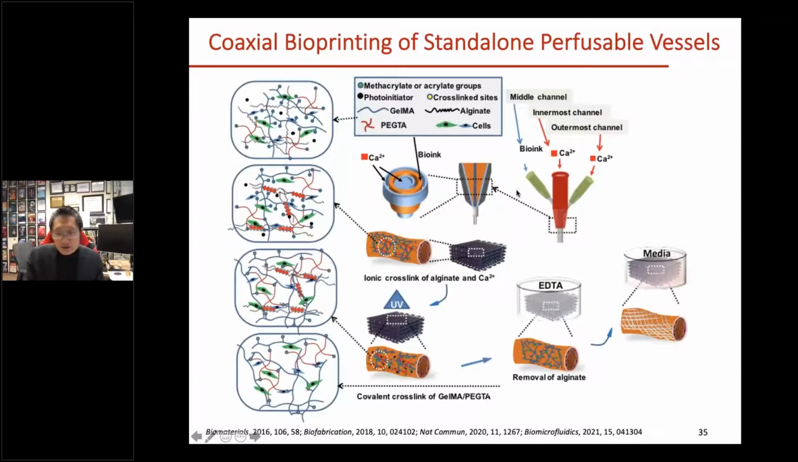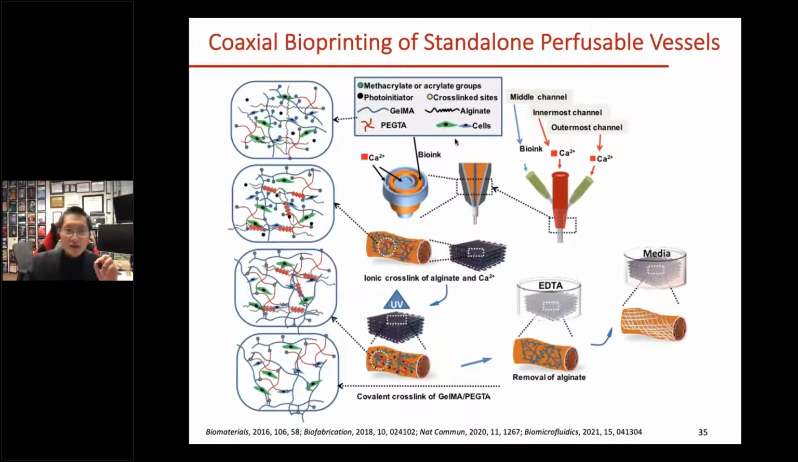All right, in the next maybe 10-15 minutes, I'm going to switch gears a little bit to talk about still extrusion bioprinting, but more specifically coaxial extrusion bioprinting of standalone hollow perfusible tissue types. So far I've been talking about sacrificial bioprinting, which creates hollow channels, but these channels are tissue embedded because you always have the matrix surrounding these microchannels. So how can you make standalone perfusible hollow tissues? That's becoming something very interesting to us.